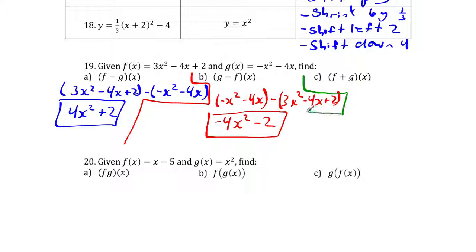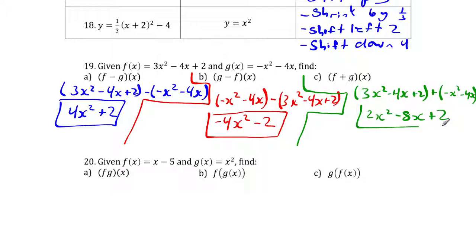Interesting. And finally, we're adding them together. So we have f, which is 3x squared minus 4x plus 2, plus negative x squared minus 4x. We're adding. So 3x squared plus negative x squared is 2x squared. Negative 4x plus negative 4x is negative 8x. And then 2 plus nothing is 2.